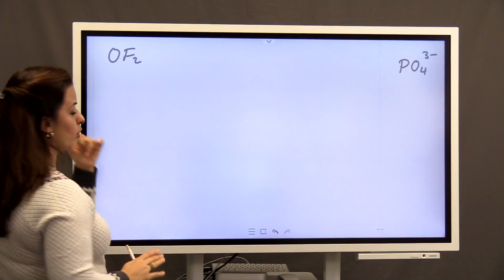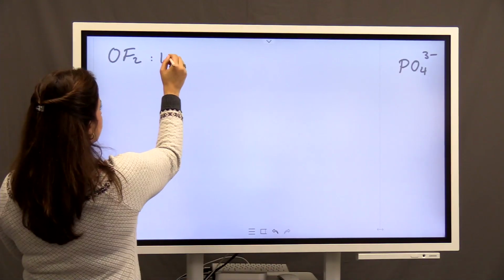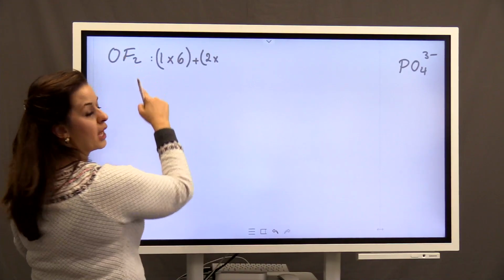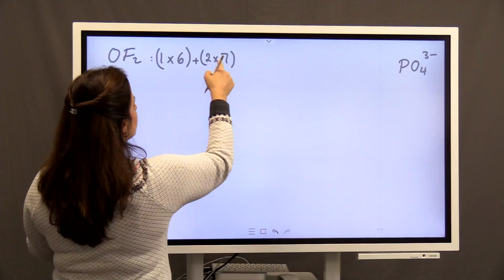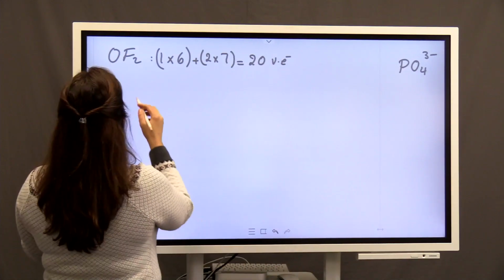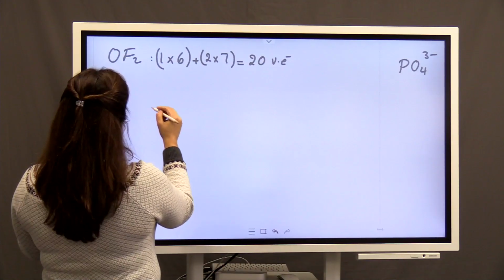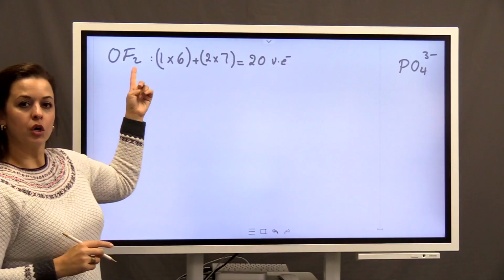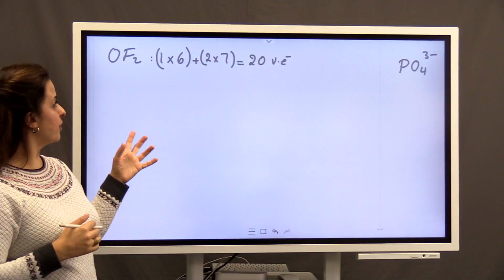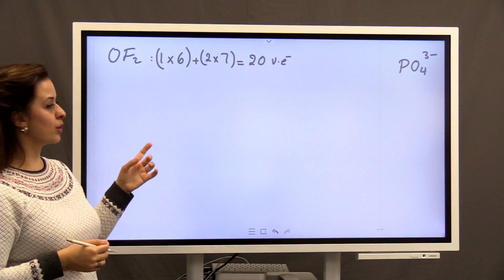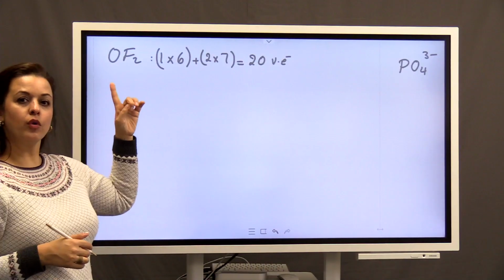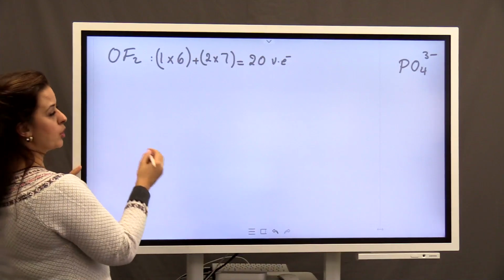In the case of OF2, let's work it together. Oxygen is in group 16, so it has 6 valence electrons, plus 2 fluorines. A fluorine atom has 7 valence electrons in it. So 2 times 7, 14, plus 6, 20 valence electrons, right? So let's draw it. Between the 2 atoms, you always choose the less electronegative element as the central atom. For the previous examples, hydrogen was another element, so the selection of the central atom was easy. But here, between oxygen and fluorine, oxygen is less electronegative, so you choose oxygen.